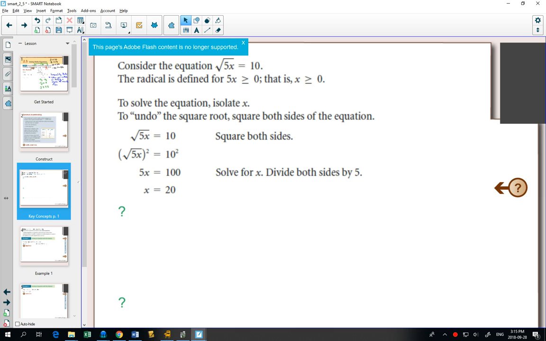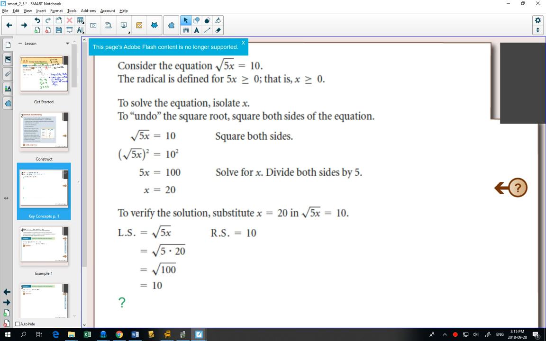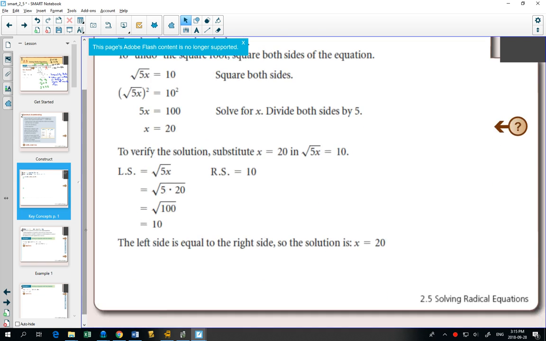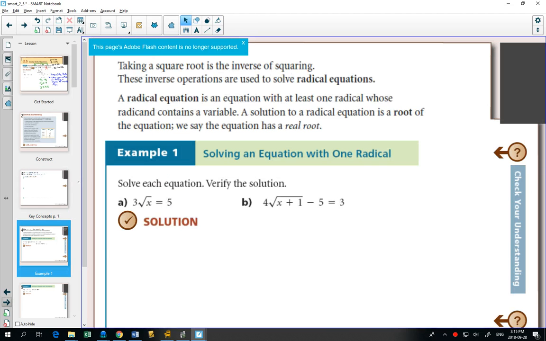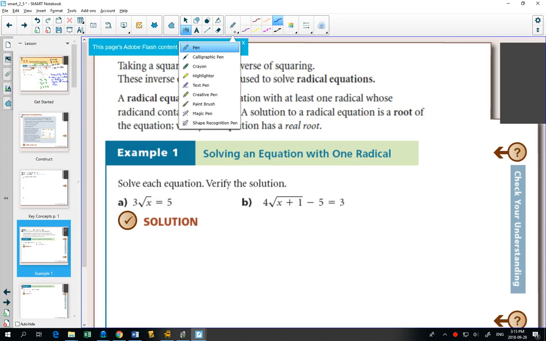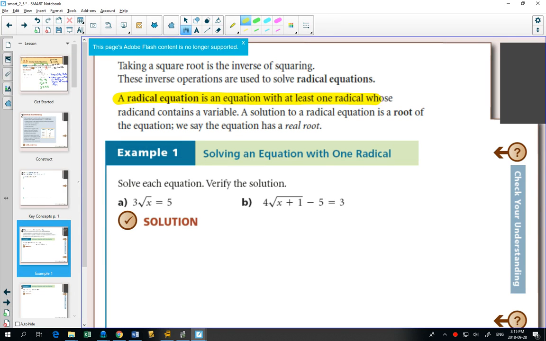So the idea with solving equations that are called radical equations, and we can highlight that, is this: a radical equation is when there's a variable inside of a radical. What we're going to do is isolate the square root and then square both sides.